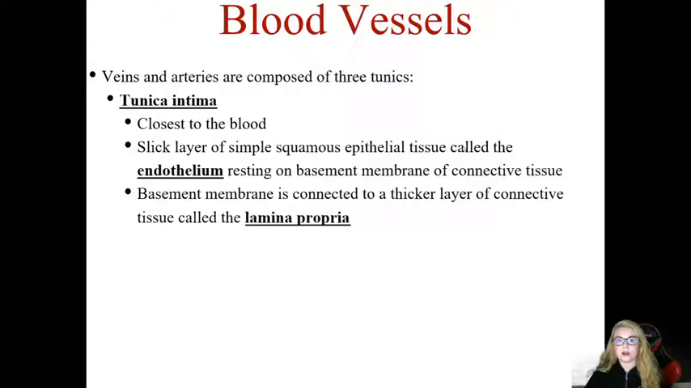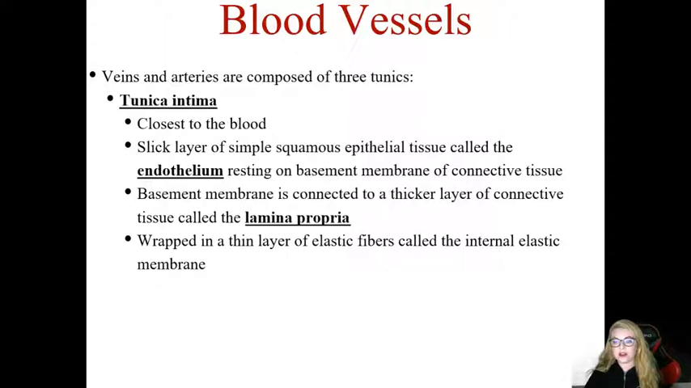Again, we're working through the three tunics, or the three layers of the blood vessel, and working our way out. This is the one that's closest to the blood, the innermost layer. It's called the endothelium, and it's resting on a basement membrane, which is connected to this lamina propria, which you can see if you go back to the picture from the previous slide. This entire tunica is wrapped in a thin layer of elastic fibers called the internal elastic membrane.